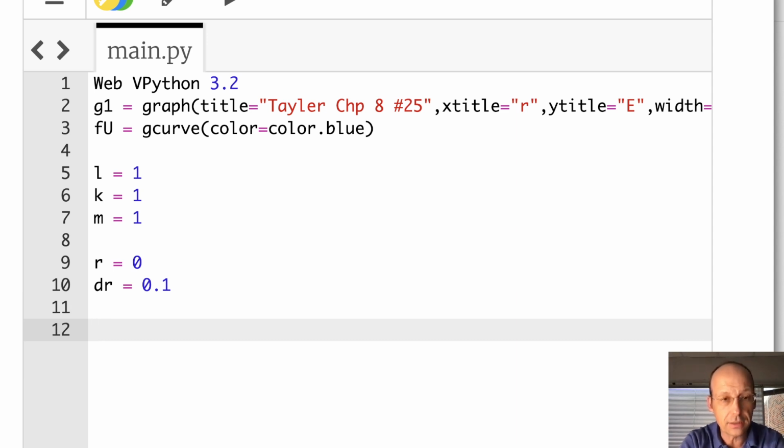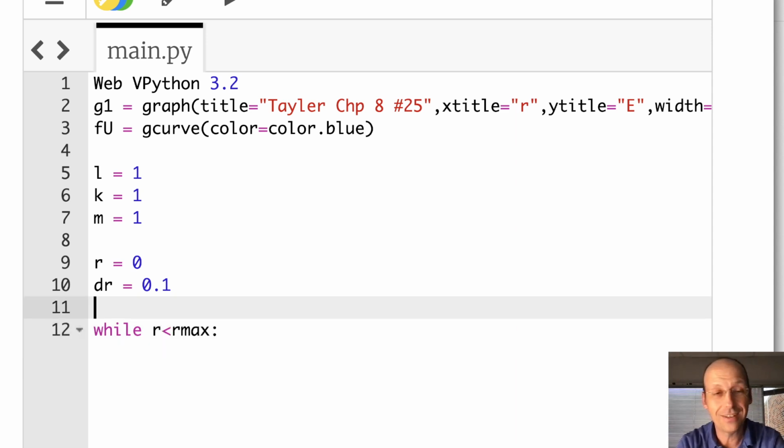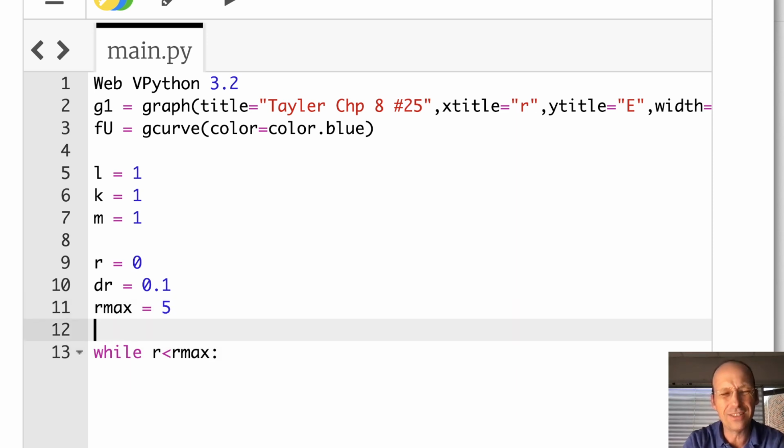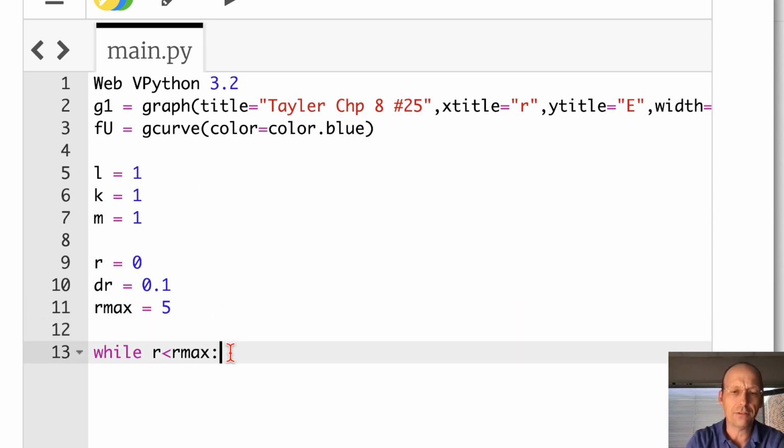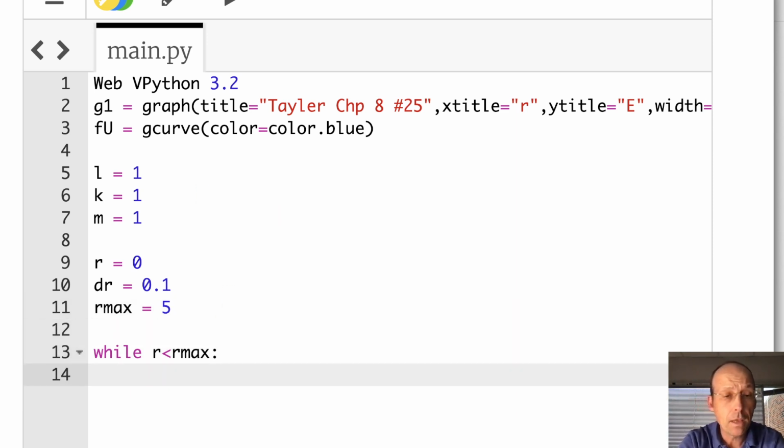So let's do this. While, I love while loops, R is less than R max. And what's R max? I never defined it. So let's put R max equals 5. Let's just say it's 5. And I know that's dumb, but that way I can change R max and it just makes me feel a little bit better. So now what I want to do is calculate the potential.